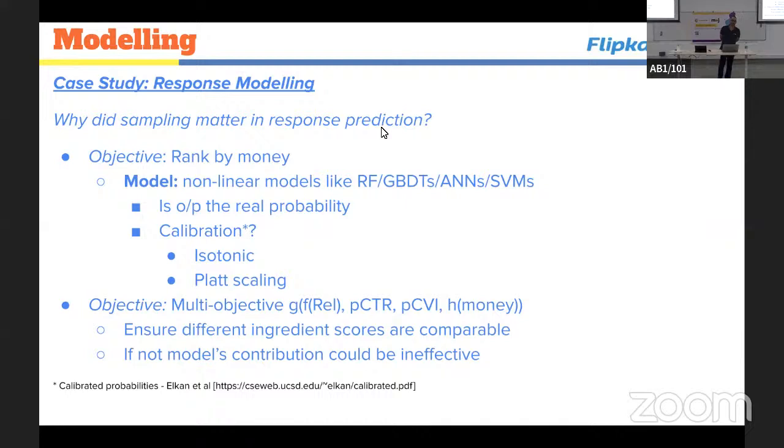Isotonic is one. In isotonic, you make an assumption, which is a fair assumption, that the higher the score, the higher the probability, right? You can refer to this paper, where they talk about calibration. For example, Platt scaling is used.